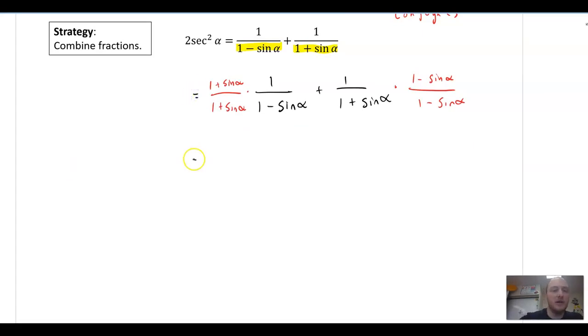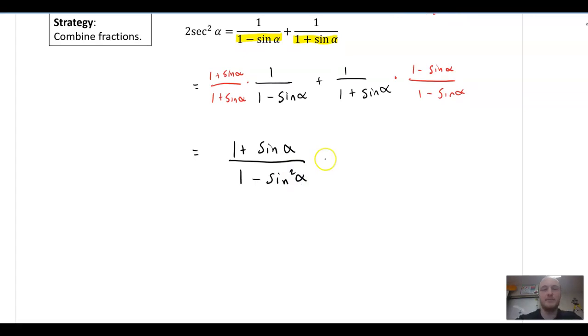so how does this help us? Well, in the numerator, I get 1 plus sine of alpha over, so 1 times 1 gives me 1. 1 times negative sine alpha and sine alpha times 1, those will cancel out, right? They're opposites. That's kind of why we do this. And then sine alpha times sine alpha gives us sine squared alpha. Okay, so I have that.